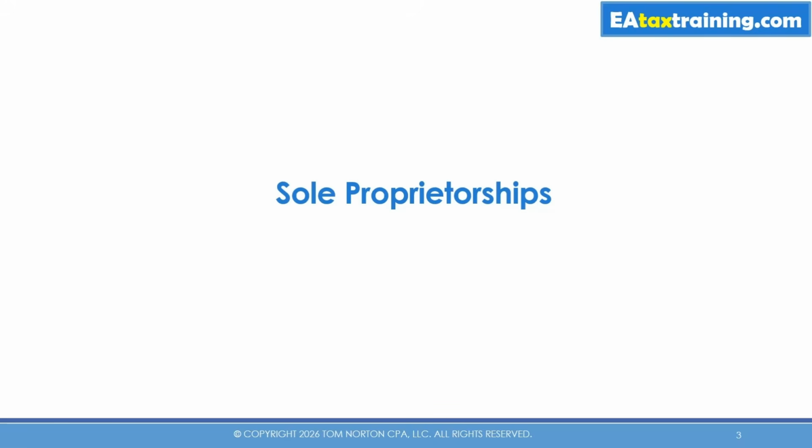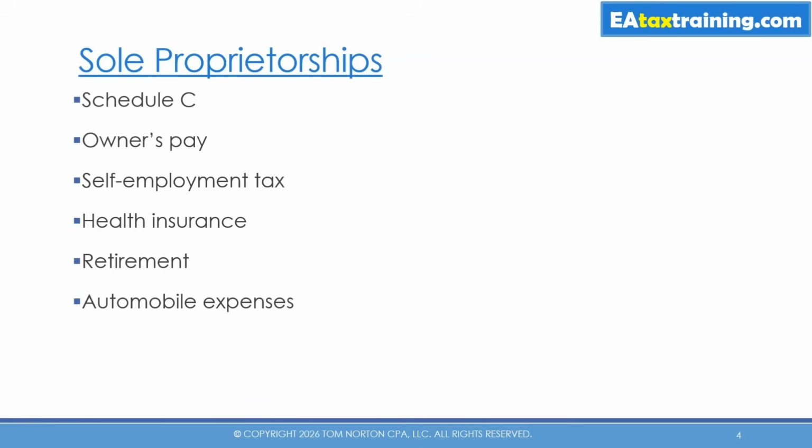So let's get started by discussing sole proprietorships. What we'll cover is an overview of Schedule C, then we'll talk about owner's pay, self-employment tax, health insurance for the sole proprietor, retirement, and then automobile expenses.